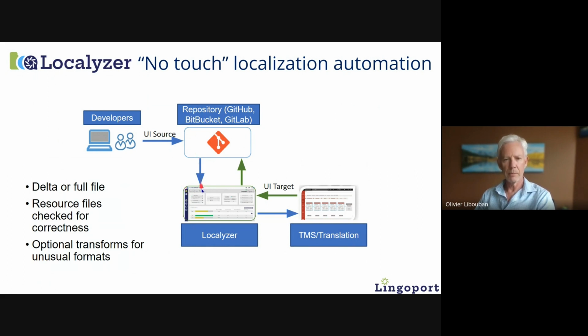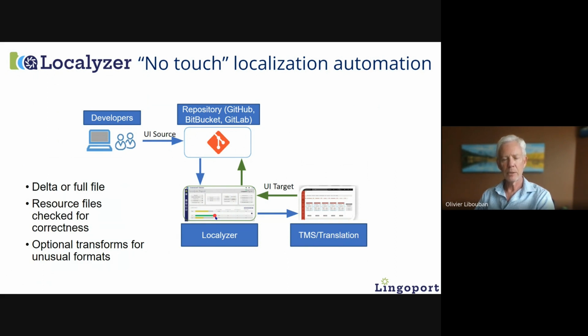It clones or updates the files from the repository, and it analyzes the files that need to be translated based on an onboarding that's done here in Localyzer. It will check the resource files for correctness in terms of a number of validations, including the file format, the encoding, duplicate keys, ICU MessageFormat, and so on. If there are any errors, Localyzer will show the errors in terms of the status of the project.